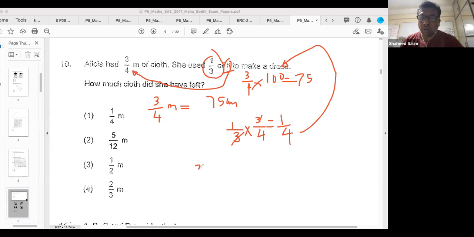At first, she got 3/4. She used 1/4. So now what are you left with? You're left with half. 2/4 is equal to half.